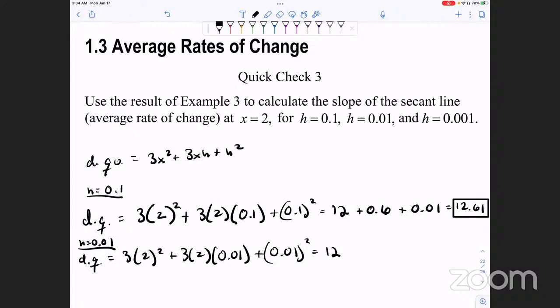4 times 3 is 12. 6 times 0.01 is 0.06. And 0.01 squared is 0.0001, so you need 4 decimal places. For the sake of space, I'm just going to put it here: 12.0601. So notice for this instance, with x as 2, as h gets closer and closer to 0, you should notice something about this difference quotient.